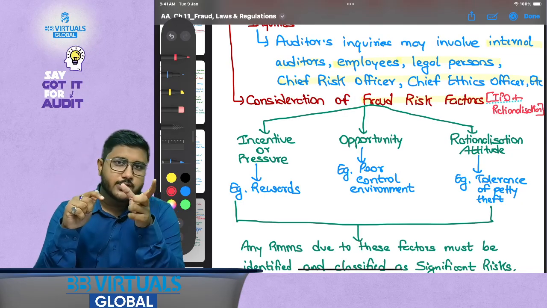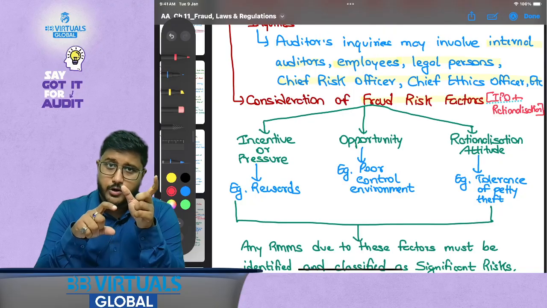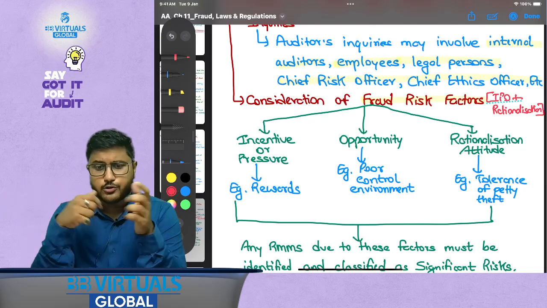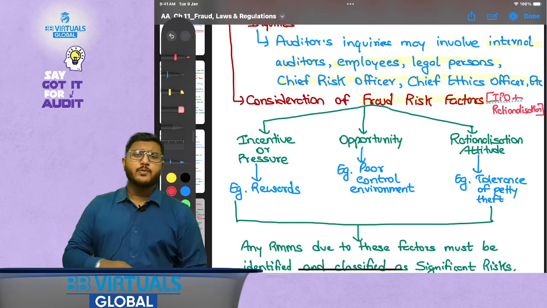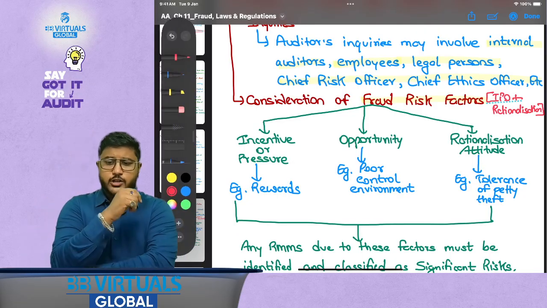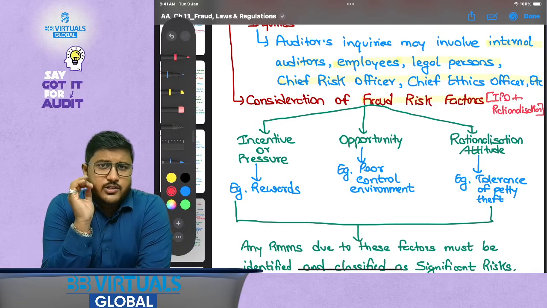Because the mnemonic alone is not important. How you need to remember that mnemonic, and how you need to relate it to the heading, is also very important over here. So when I talk about IPO, I stands for incentive, P stands for pressure, O stands for opportunity, and R stands for rationalization attitude, okay.